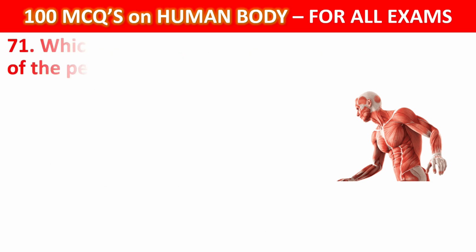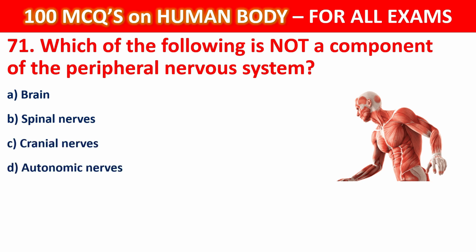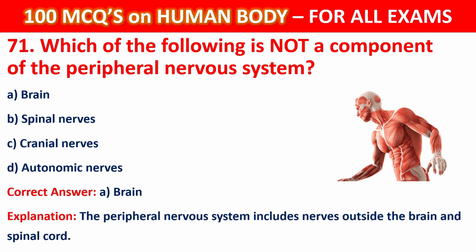Question number 71. Which of the following is not a component of the peripheral nervous system? Your options are brain, spinal nerves, cranial nerves, or autonomic nerves. The correct answer is A, that is brain. The peripheral nervous system includes nerves outside the brain and spinal cord.